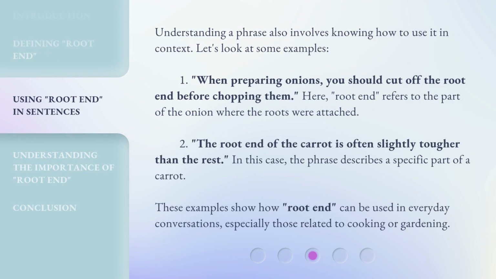Understanding a phrase also involves knowing how to use it in context. Let's look at some examples. 1. When preparing onions, you should cut off the root end before chopping them. Here, root end refers to the part of the onion where the roots were attached. 2. The root end of the carrot is often slightly tougher than the rest. In this case, the phrase describes a specific part of a carrot. These examples show how root end can be used in everyday conversations, especially those related to cooking or gardening.